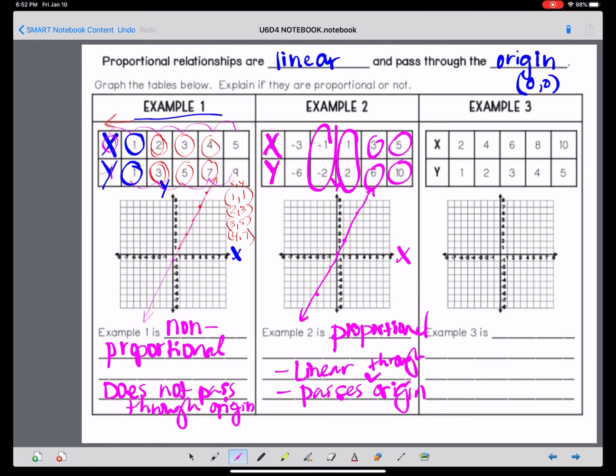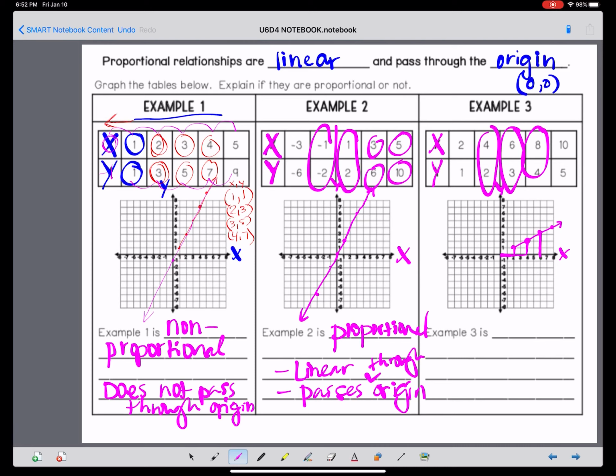Okay, let's go ahead and do example number 3 and let's graph these. I'm always going to start with my x value and then I'm going to end with my y value. So let's go over to 2 and up to 1 to graph our first plot point. Next one says let's go over to 4 and up to 2. Now let's go over to 6 and up to 3. Over to 8, up to 4. It looks like my graph is going to go like this.